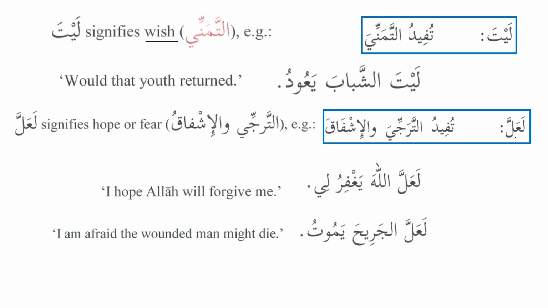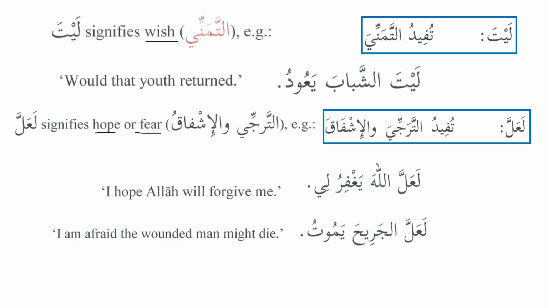And then we have لعل تفيد الترجي والإشفاق. Now it signifies two things. It signifies hope and fear. لعل الله يغفر لي. I hope Allah will forgive me. Inshallah, all of us. ولعل الجريح يموت. I'm afraid the wounded man might die.